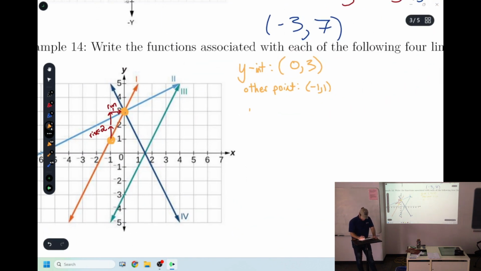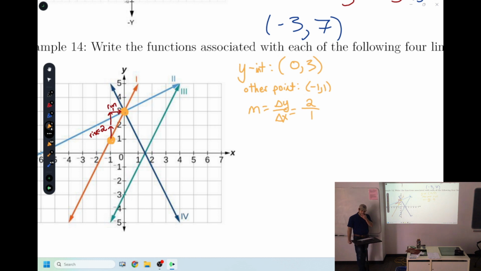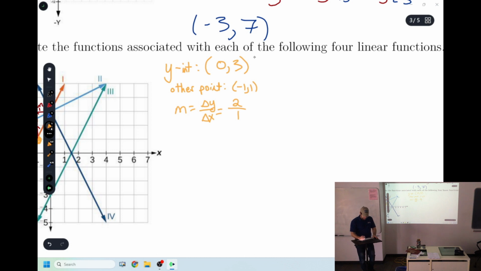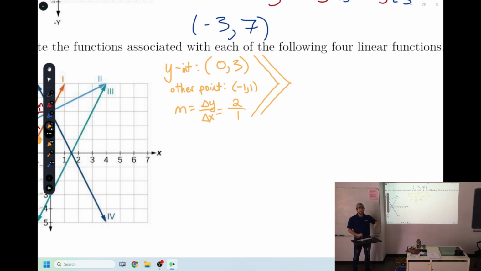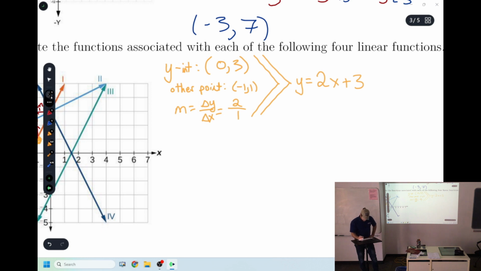So it means for the yellow, your m equals delta y over delta x. Fun other way to look at it: change in y over change in x, which is a positive 2 and a positive 1. And now, instead of doing point slope form, I'm going to jump to the easy one because they already gave us our y-intercept. So y equals 2x plus 3, because we've got our slope and we've got our y-intercept.